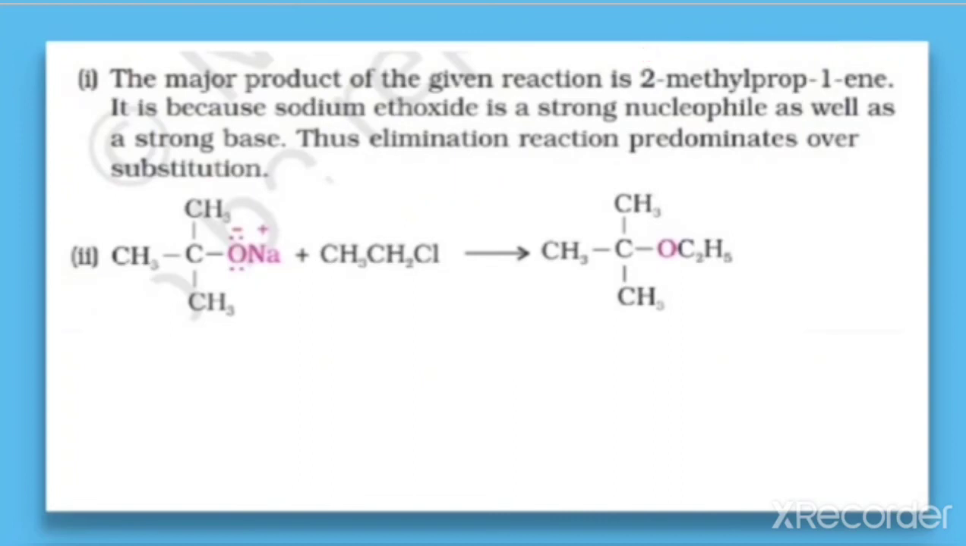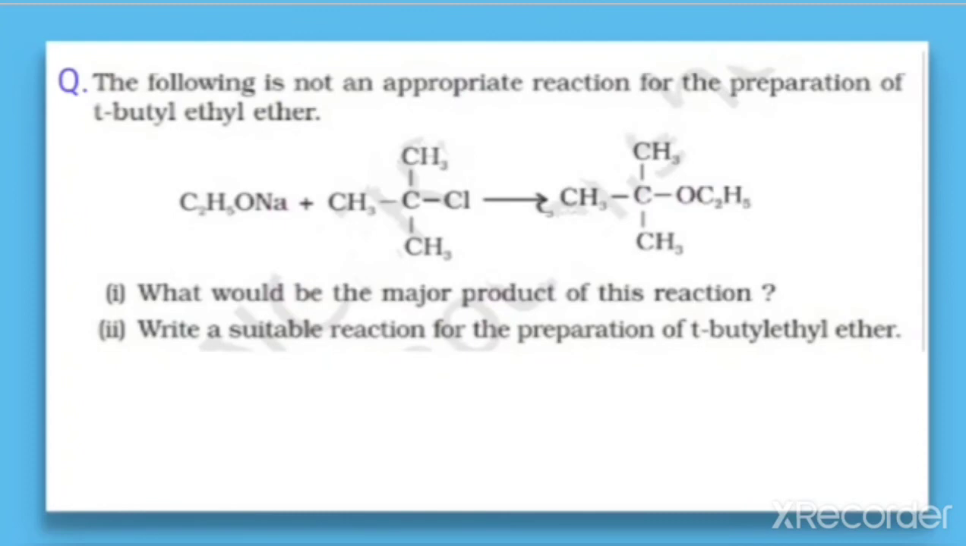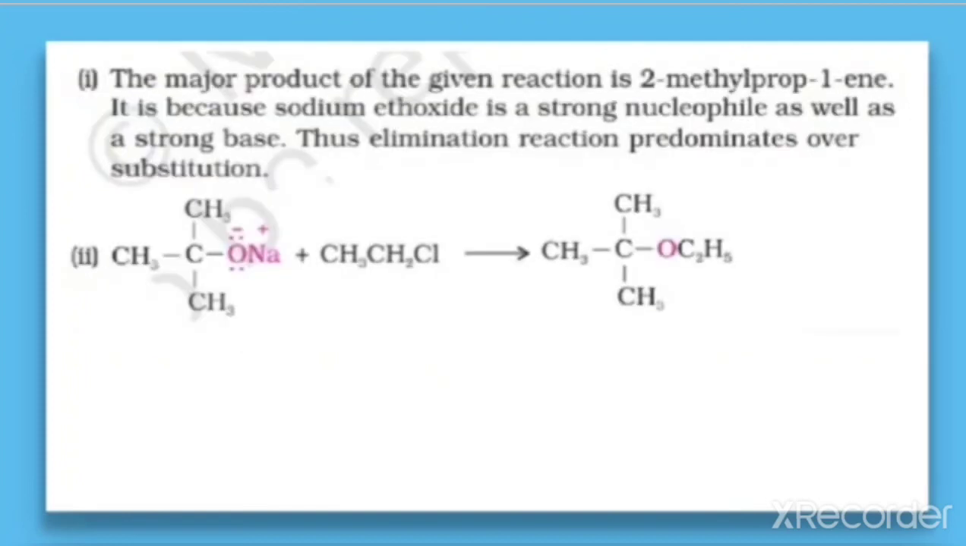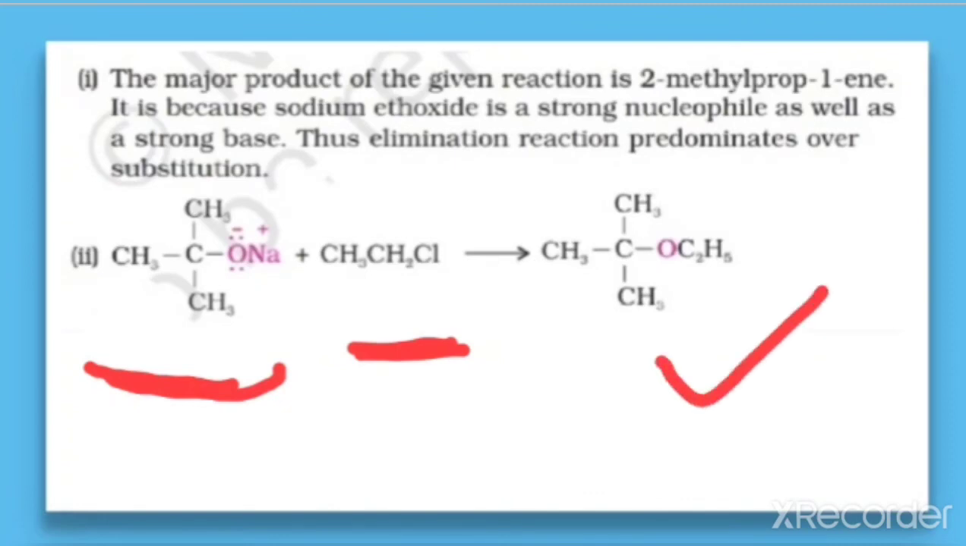The second part of this question says, write a suitable reaction for the preparation of tertiary butyl ethyl ether. Because this method is not suitable, how do we prepare it? We need to write a suitable equation. Instead of taking a tertiary halide, we will take a primary halide here, and the sodium alkoxide can be taken as tertiary. So when you do this reaction, this will give rise to ether.